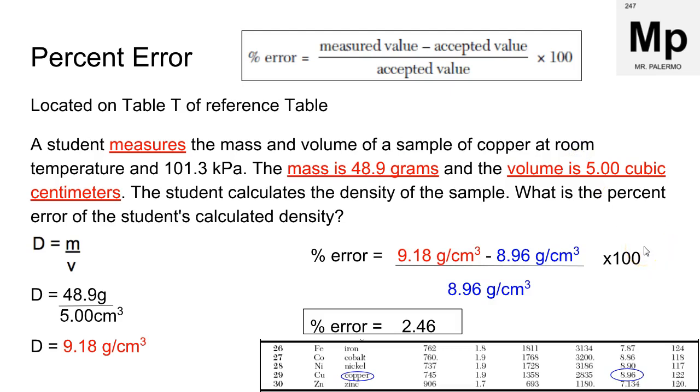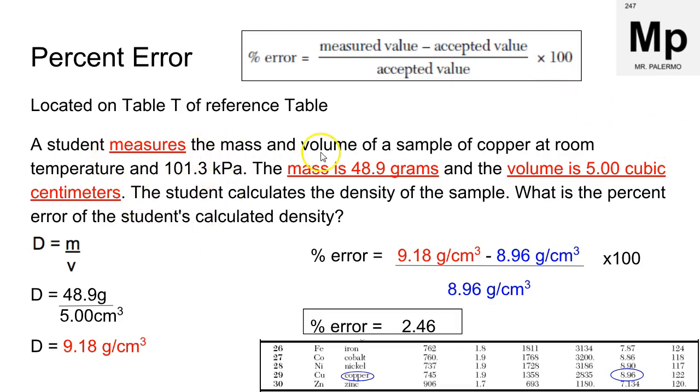For percent error, we're using our calculation. The most common mistake students make is putting it over the measured value instead of the accepted value. So just make sure, go back and read the question and make sure that you are doing that appropriately.